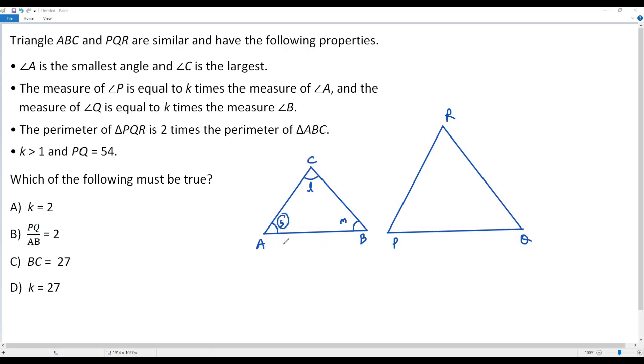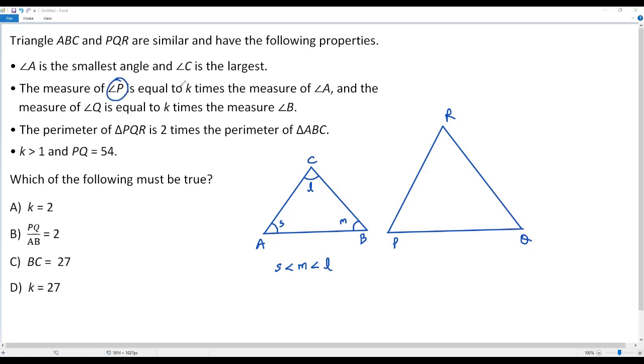Now let's order the three interior angles of this triangle ABC. We know that this lowercase s is the smallest interior angle and this l is the largest one. Then the measure of this interior angle m has to be between s and l. Then we can write the inequality, that is s less than m less than l. Now let's consider the information we have over here.